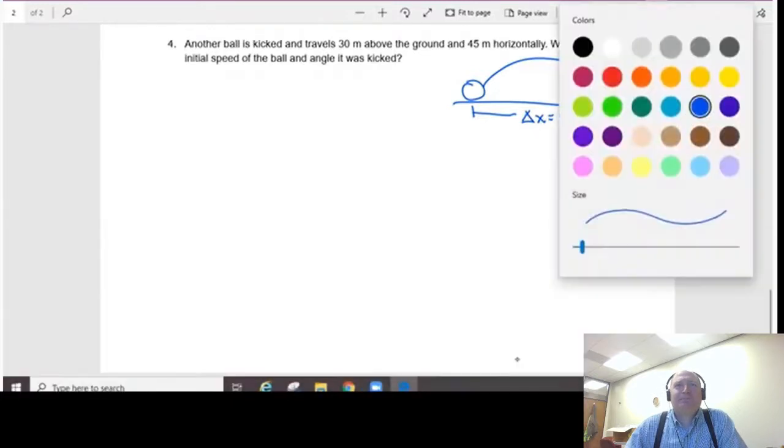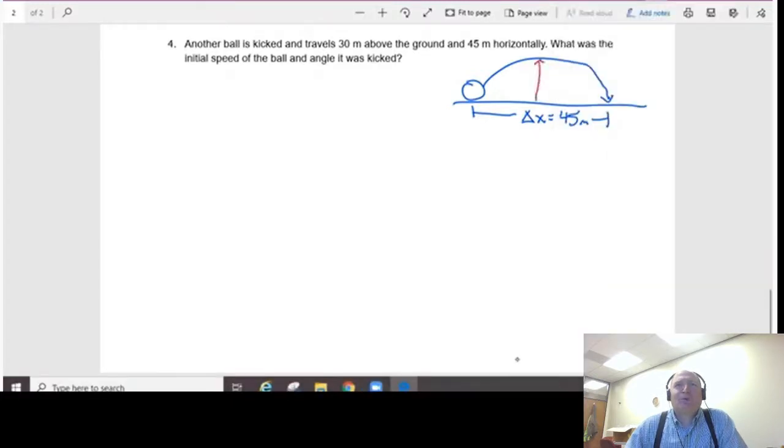Okay, and then I also know my delta y. Ooh, colors. Not a very good picture here. Okay, here we go. Delta y. That's how high it was above the ground, and that is 30 meters. And what do I want to know? I want to know the angle that it was kicked at, and how fast it was going.